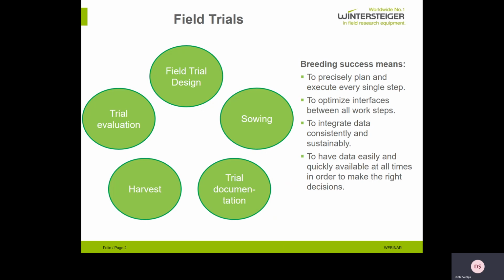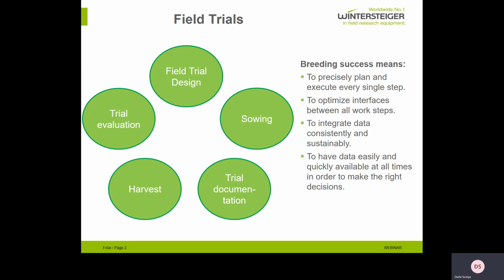In these slides, I have roughly outlined the different steps for a field trial. First of all, there is the field trial planning. That means you have to decide which genotypes should be tested, at which locations, how many replicates, and which traits should be documented. Sowing is the next step. This involves a whole range of logistics and sowing machines. The sowing machines help to sow the seeds in a plot according to a sowing plan.